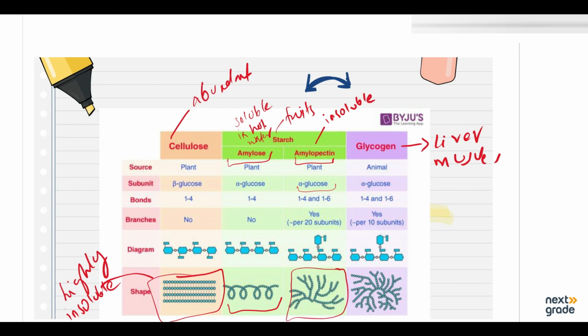In herbivores it is digested because there are a lot of microorganisms like bacteria, yeast, and protozoa present in their digestive tract. These microorganisms secrete an enzyme called cellulase, due to which its digestion happens. The most abundant one is cellulose, but the second most abundant is chitin. So the most important abundant carbohydrate is cellulose, and the second one is chitin.